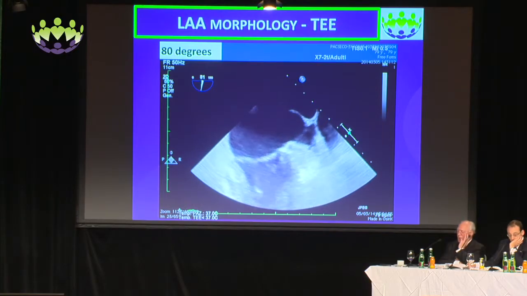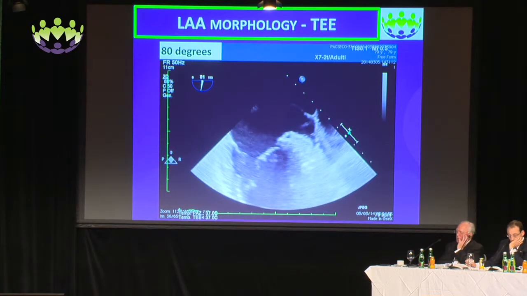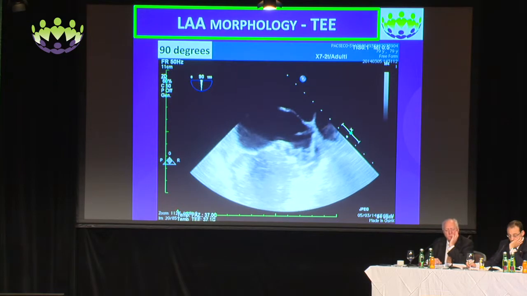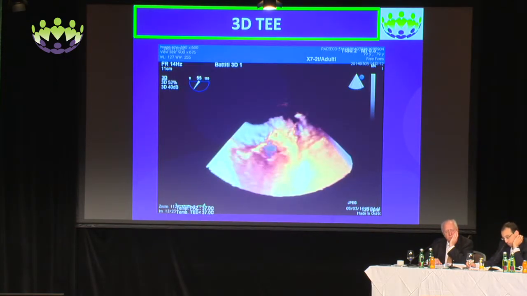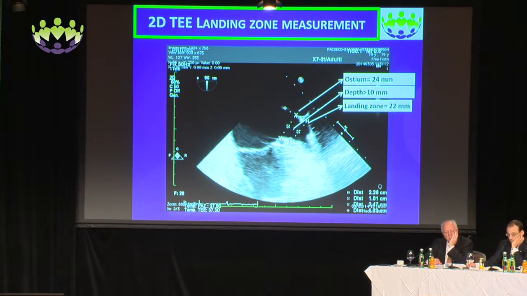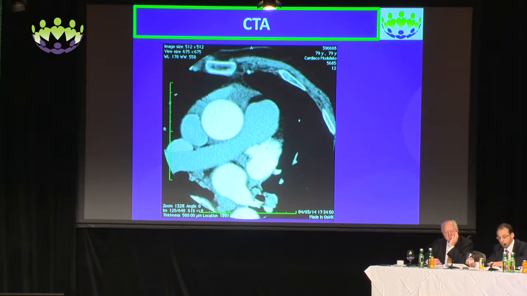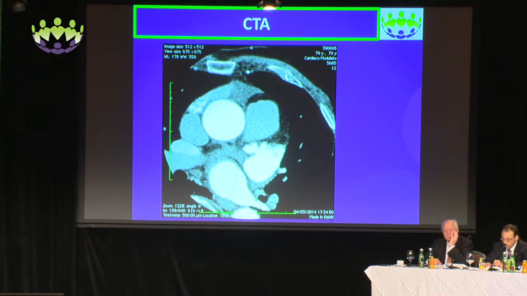The TEE we heard before is a basic step to understand the anatomy, to rule out the presence of thrombus inside, and to have good information about the dimension of the appendage. In this case, the ostium is 24. Usually, we measure the landing zone 1 centimeter distally to the ostium of the appendage, in this case 22. We routinely use the CT scan to get more information about the anatomy of the appendage.